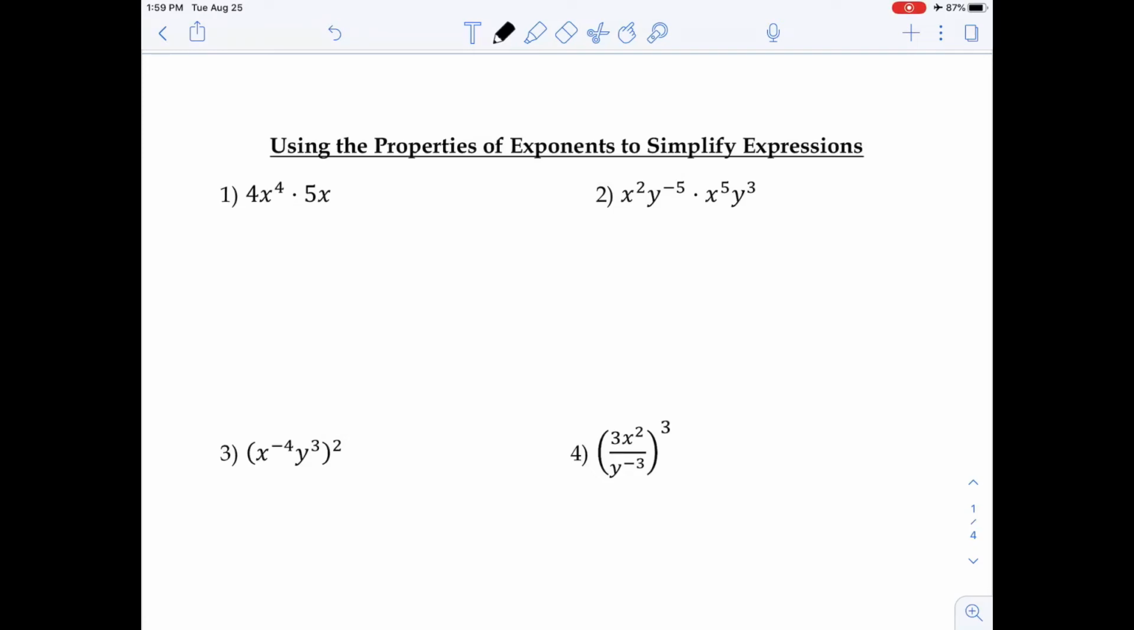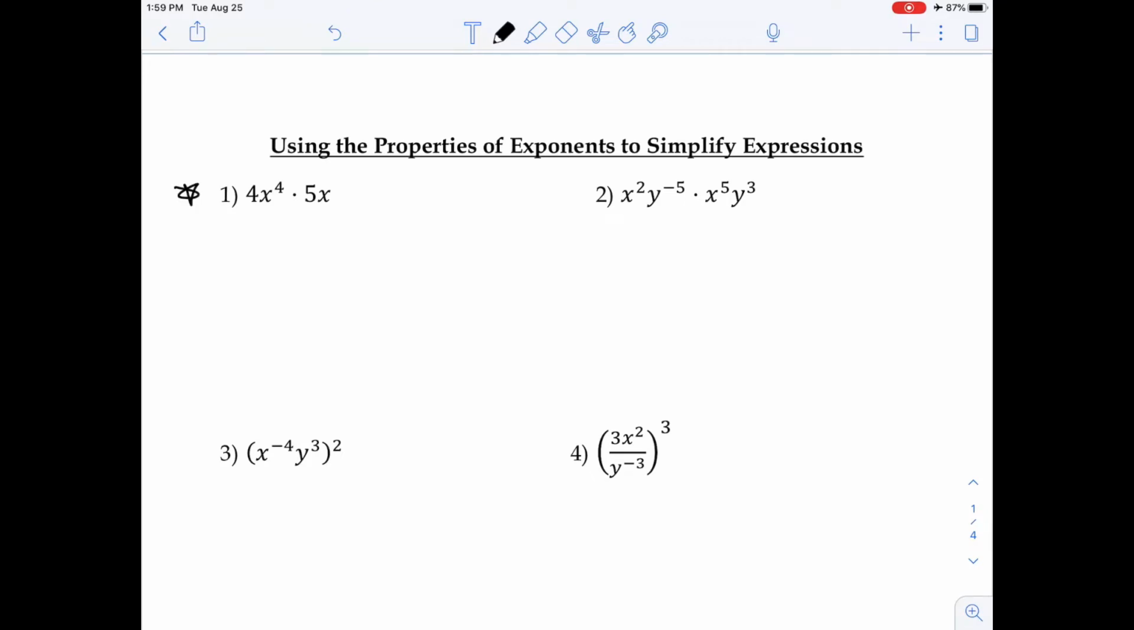Hi guys, so we're going to pick up with simplifying expressions using the properties of exponents. Now in a previous video, we just did an introduction to the properties of exponents. Now we're going to use those to actually simplify the expressions. So let's go ahead and look at number 1 here.